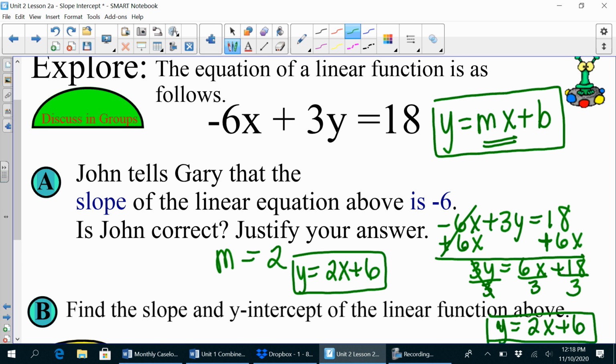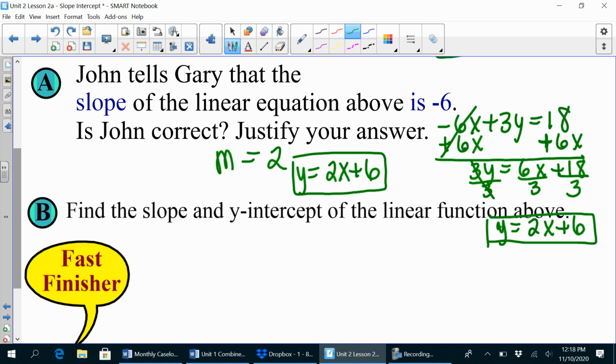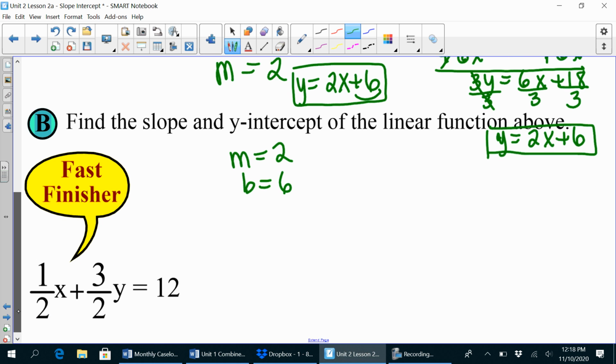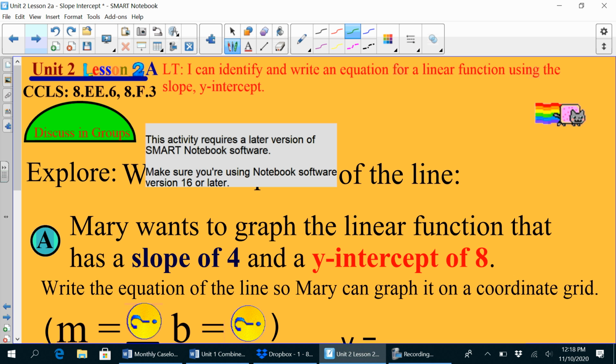Okay? And you could even just rewrite that here so that you can have your answer right next to it. Find the slope and the y-intercept, which we did. We said that the slope was 2, and the y-intercept, the number that's by itself, is going to be 6. Okay?